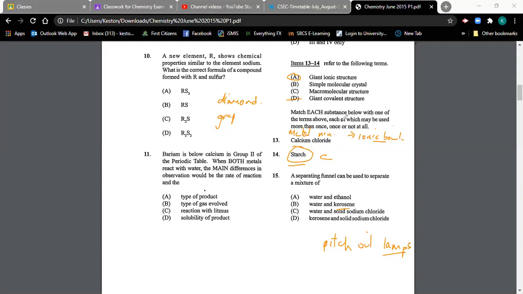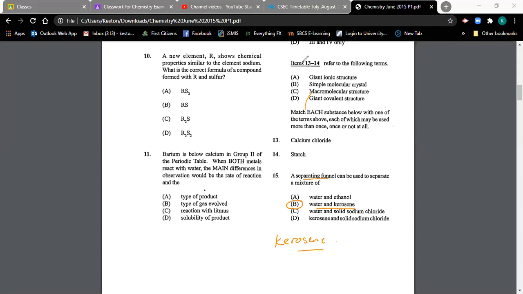B, water and kerosene. Yeah, kerosene has a kind of oily finish, kind of like diesel. I used to use it long ago as a form of fuel for flames and stuff like that. So water and kerosene, what would happen? The kerosene is lighter than the water, so it floats on top of it. And you just use a separating funnel and tap off the water and leave the kerosene there.